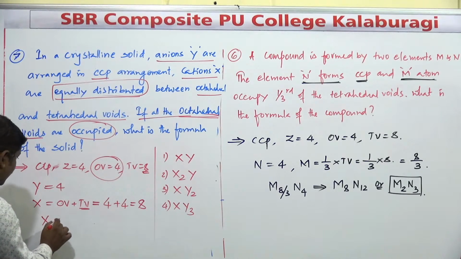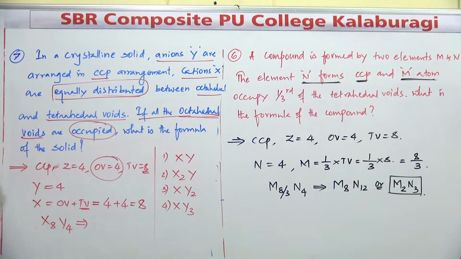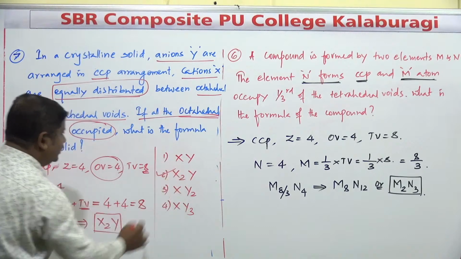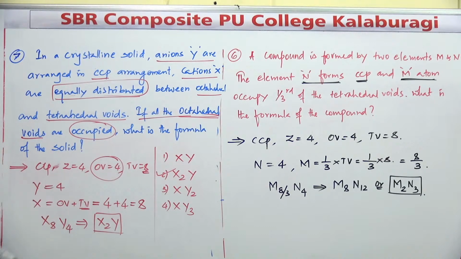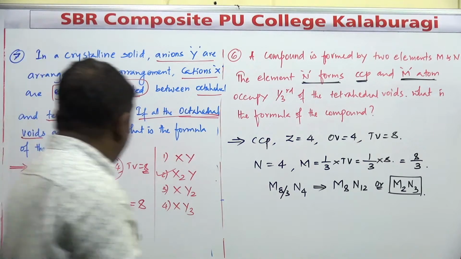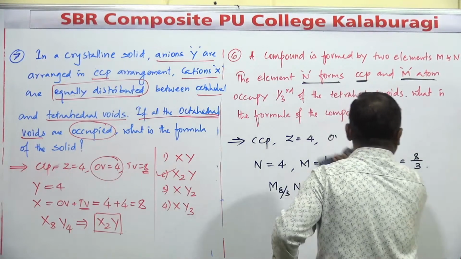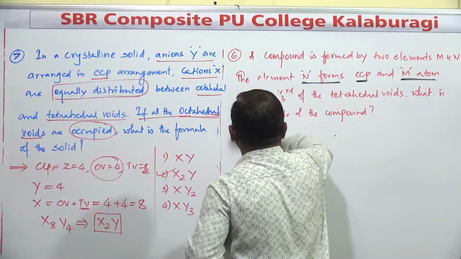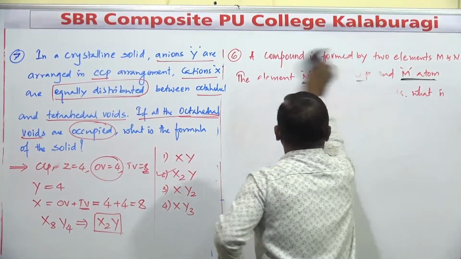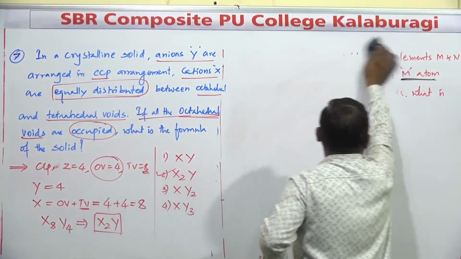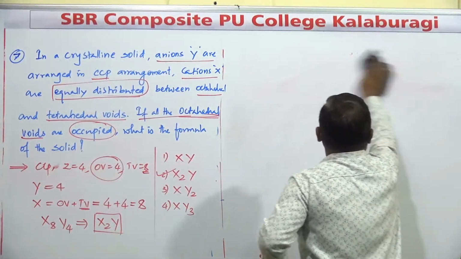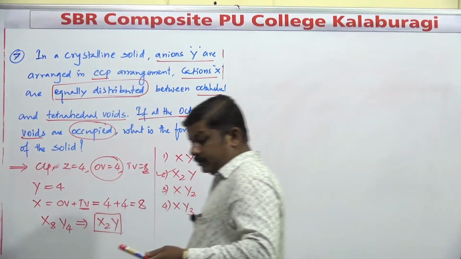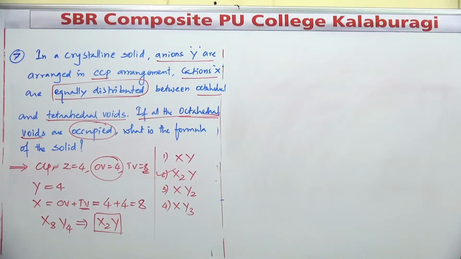Therefore, X8 and Y4. X8 and Y4 means what's the formula of this compound? It is X2Y. X2Y is going to be the correct answer and the second option is correct for this numerical. Question number 7, answer is going to be X2Y. Clear? Without going for the option, you need to concentrate on the problem and the conditions they have mentioned. Clear? Otherwise, you may get a wrong answer. Okay? This is question number 7. Next one, 8th one.